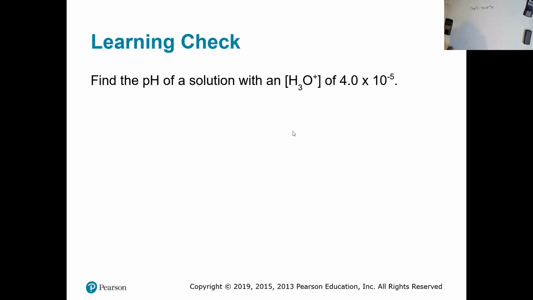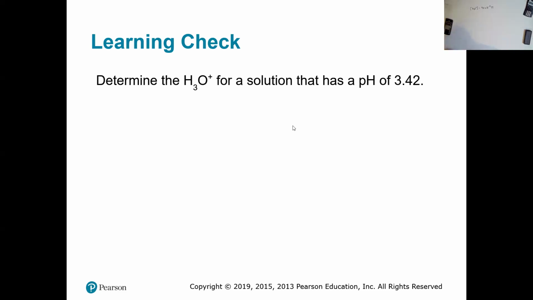Okay. And I'm going to just put up the question that follows this so that we can do both of these. So this is question 2. And then question 3 is find the H3O plus concentration for a solution with a pH of 3.42.